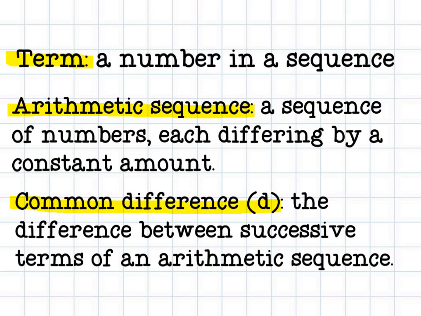Okay, a couple more vocabulary words. A term is a number in a sequence. An arithmetic sequence is a sequence of numbers, each differing by a constant amount. And a common difference, d, is the difference between successive terms of an arithmetic sequence. So it's the difference that's going to occur in that sequence.